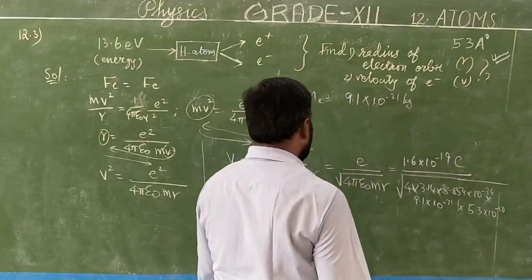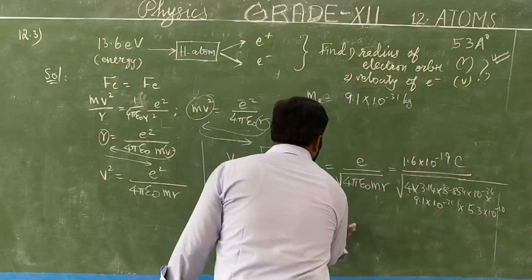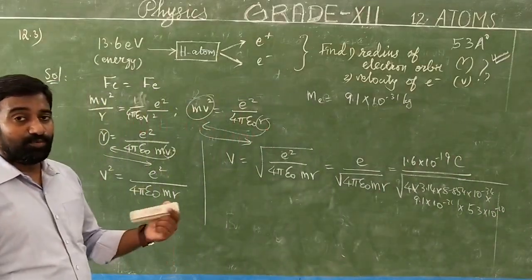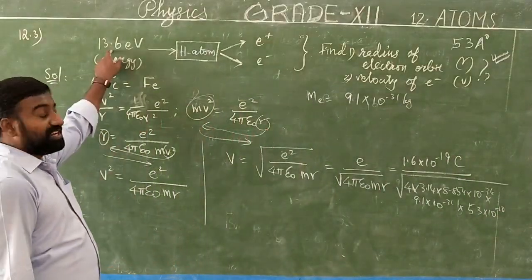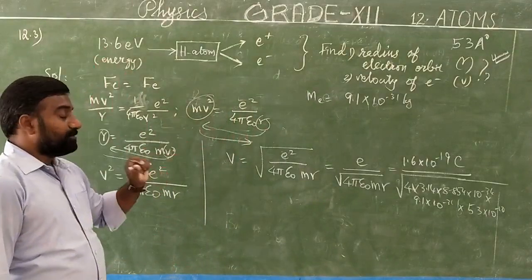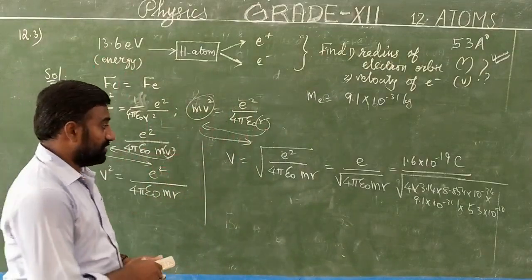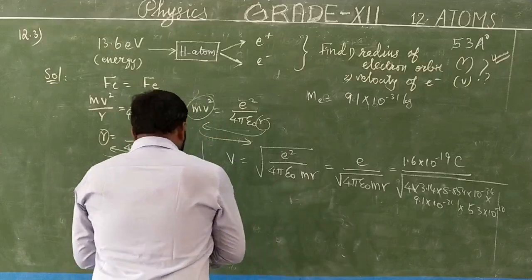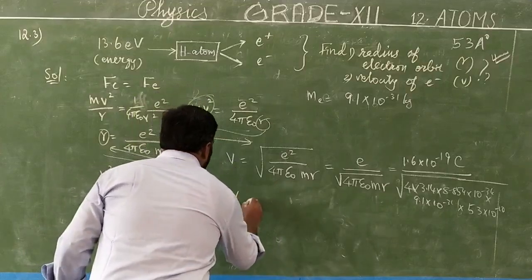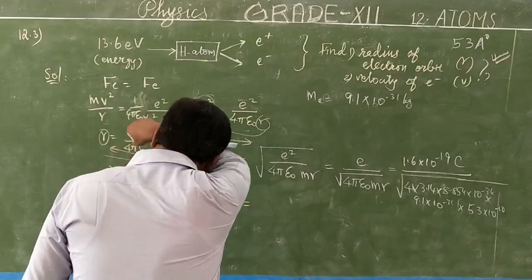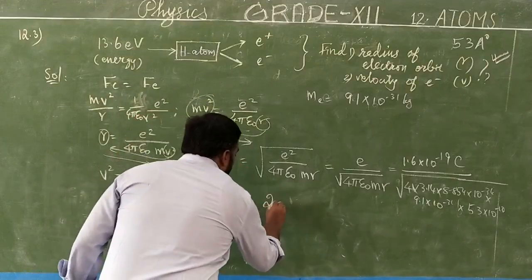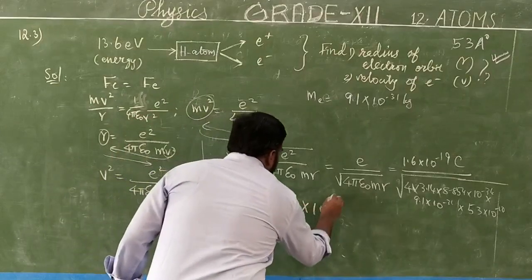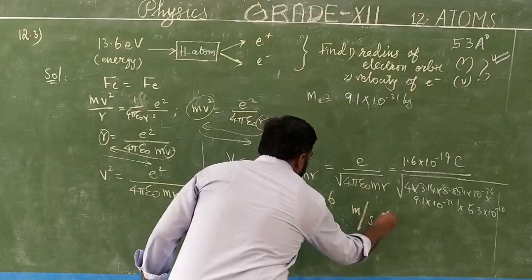After substituting all the values, the final velocity, because it is for a hydrogen atom, the value won't change. But with respect to energy it may change. But here it comes to only a certain value. So finally you get the answer. The velocity of the orbital electron is 2.2 into 10 raised to 6 meter per second.